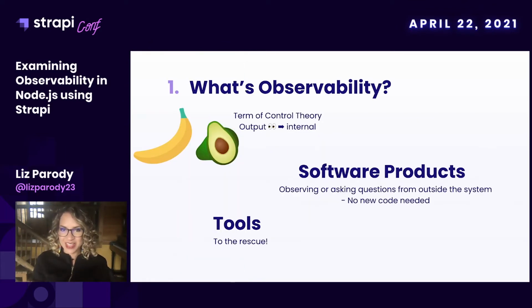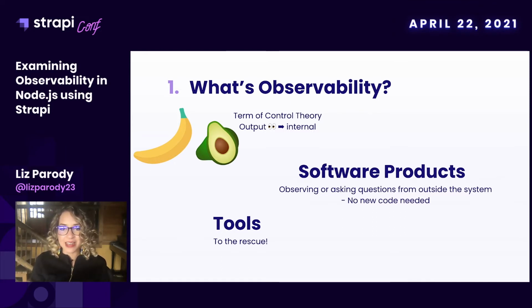Let's begin by understanding what is observability. Observability is a term from control theory. A simple definition could be: a measure of how well internal states of a system can be inferred by the knowledge of its external outputs. In other words, we see the results or the output and we can know what's happening inside.